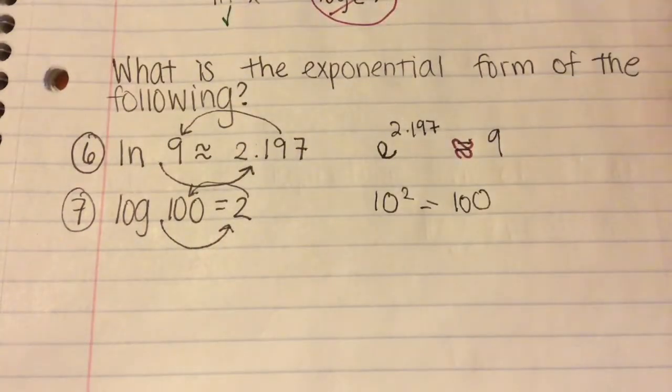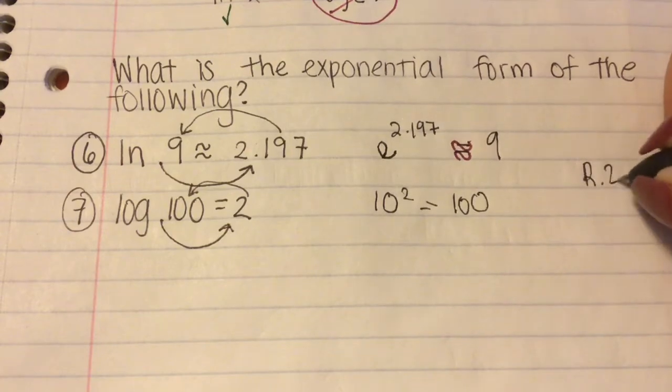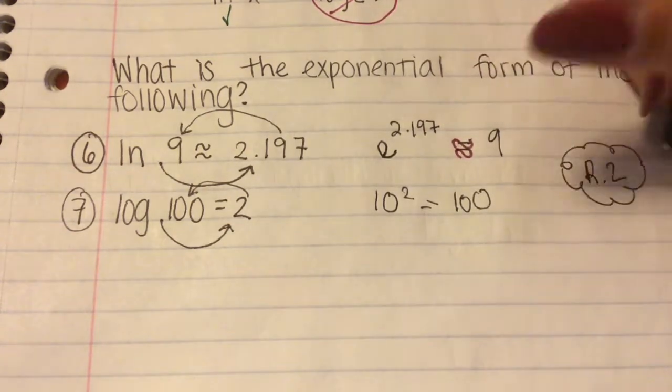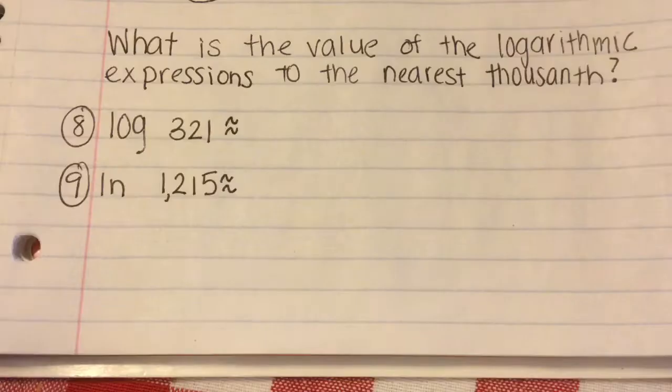If you're in my class, again, this one is good for R.2, and then the rest of them where I told you needed to know common logs and natural logs. So, remember when I said that log and natural log are both on your calculator? They ask you to find this logarithmic expression to the nearest thousandth. They want you to just pop this straight into your calculator.